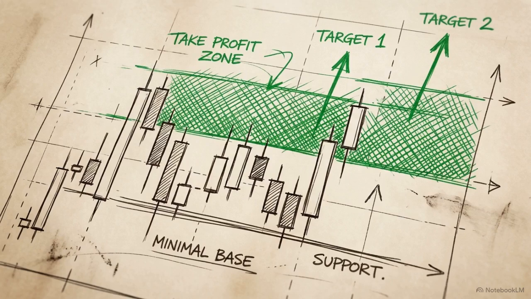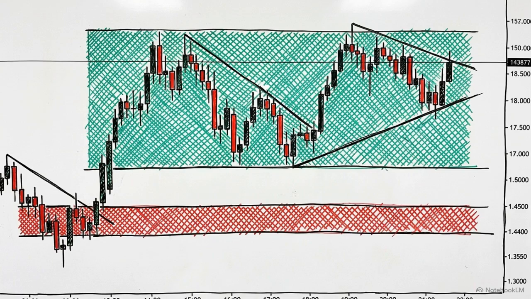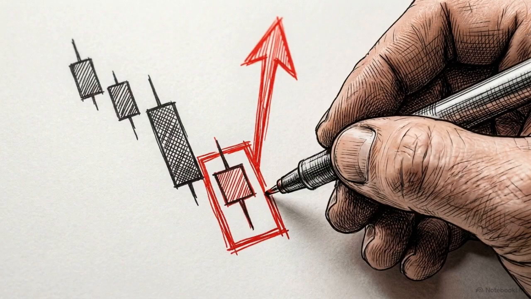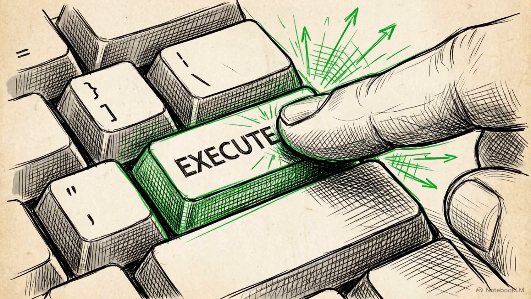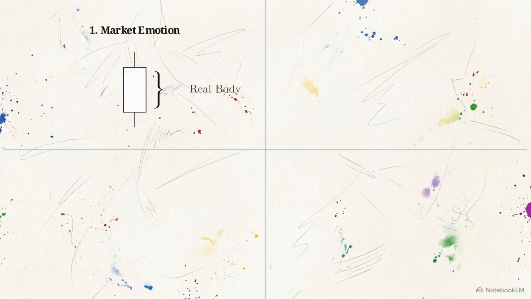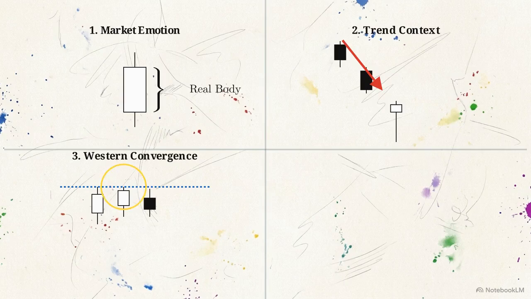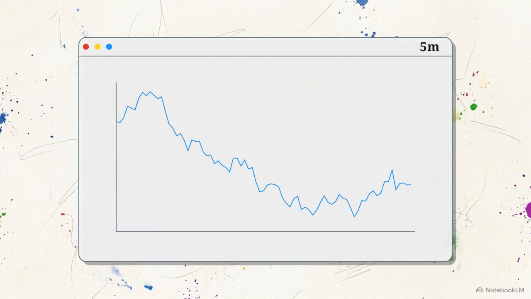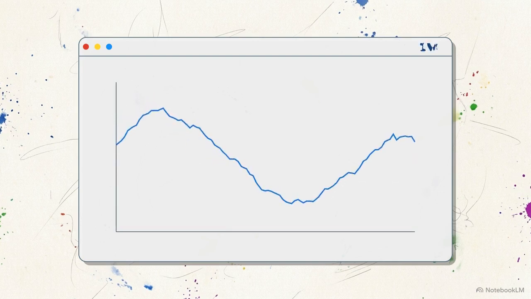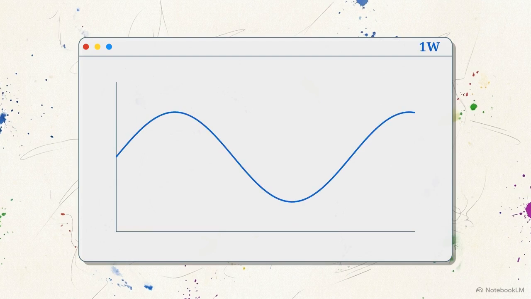Step back and weigh the potential upside of your Western target against the strict downside risk of your candlestick stop-loss. Forcing yourself to define both risk and reward guarantees you only execute trades where the math is heavily stacked in your favor. We now have a complete workflow. Read market emotion via the real body, confirm the trend context, look for Western convergence, and strictly calculate your risk against your reward. These exact techniques are universal. They work flawlessly whether you are day trading on a 5-minute chart or analyzing macro trends on a weekly chart.